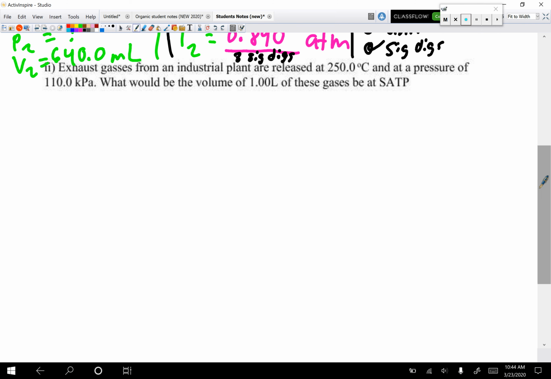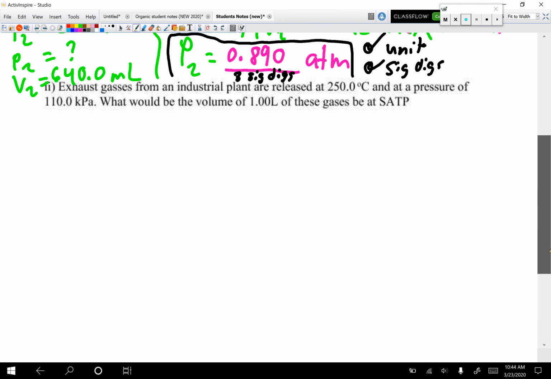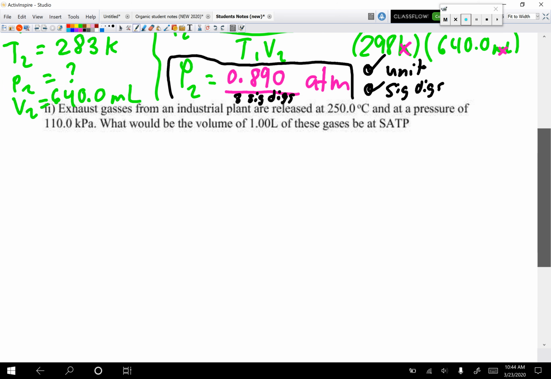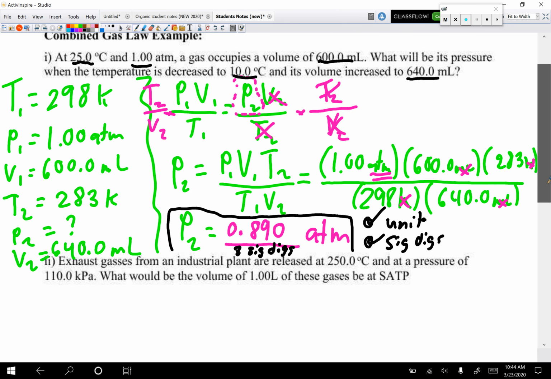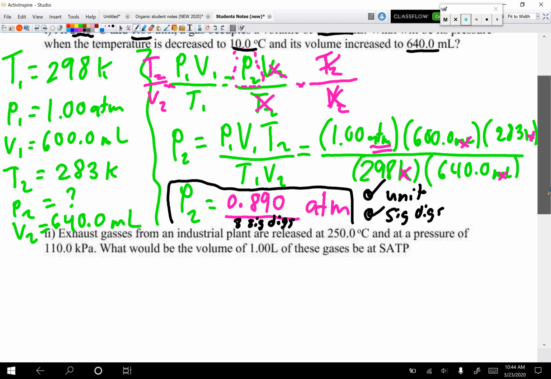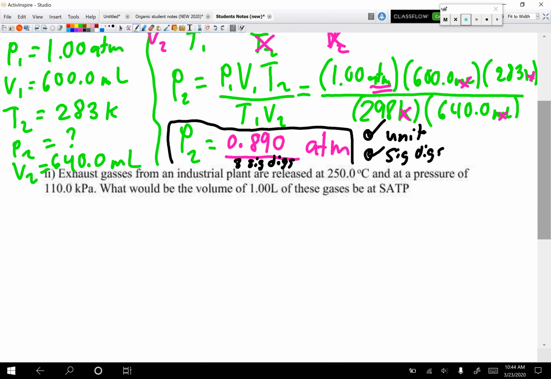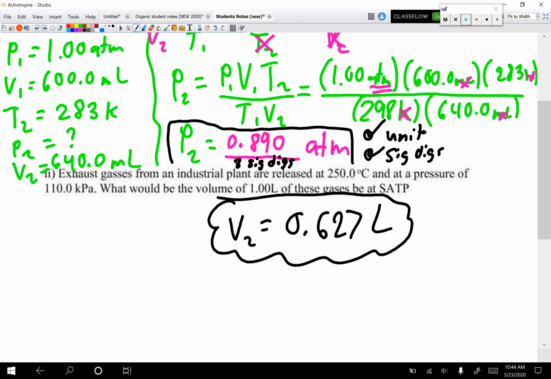All right, now the last example here. Yeah, this is the last example. So please pause the video and see if you get the correct answer. And of course, if you're still not sure how to do it, I'm going to go over it just like before. So the answer you should be getting, V2 is equal to 0.627 liters. So it should be the answer you get for that one.